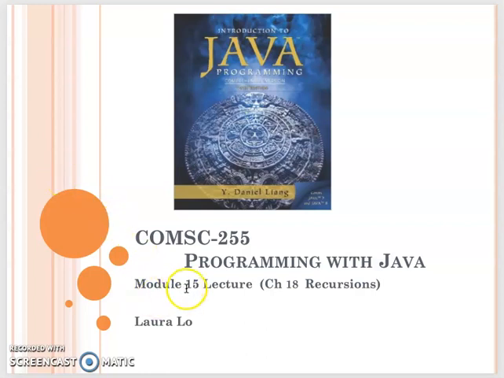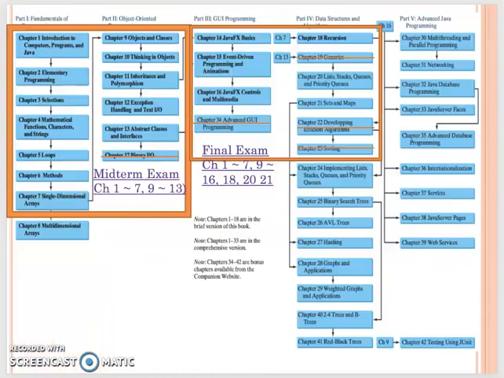Module 15, that will be our last module. We will go back to chapter 18 to talk about recursion. In this class, we didn't finish the whole textbook. We covered about the first half of that. So if you are interested to know more, then we will have the advanced Java you can take.